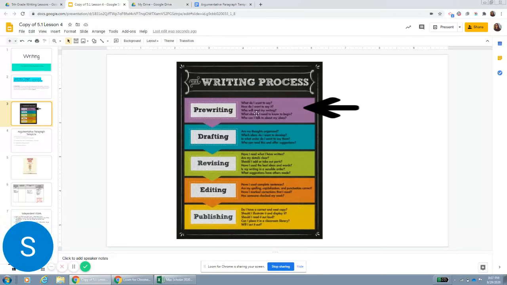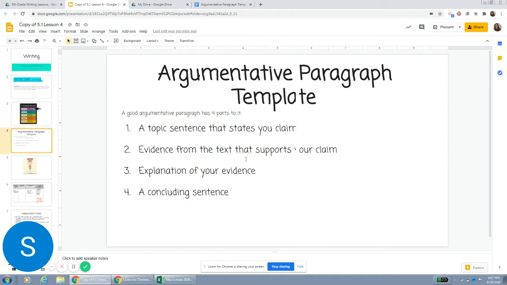We're still in the pre-writing stage because we're going to be using an organizer to just put bullet points. We're not actually going to get to the drafting of the paragraph. So what is an argumentative paragraph? We all know that a paragraph has many sentences, usually 4 or 5 sentences. But I want to show you exactly what a paragraph looks like when we're writing an argumentative paragraph.